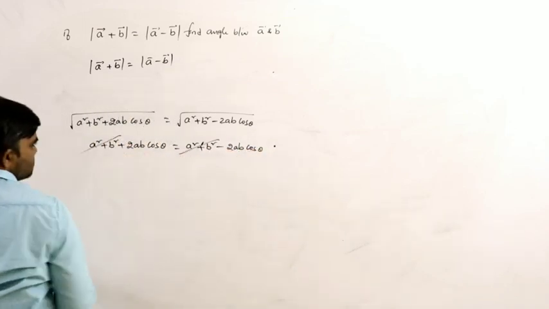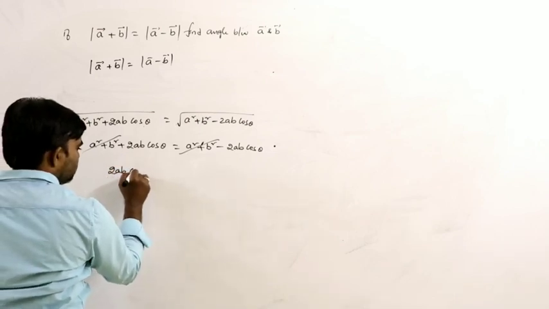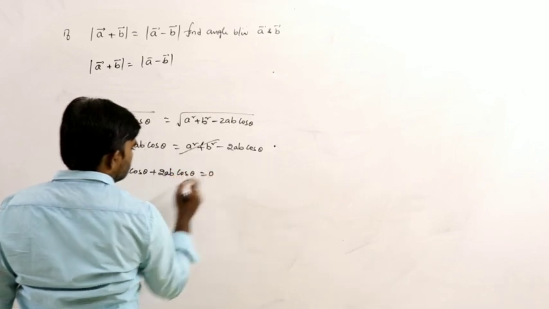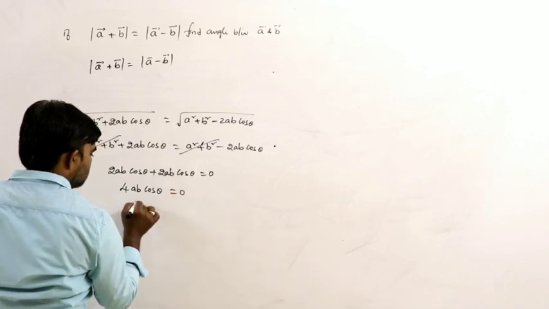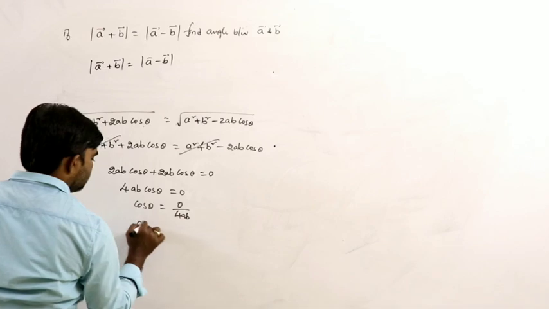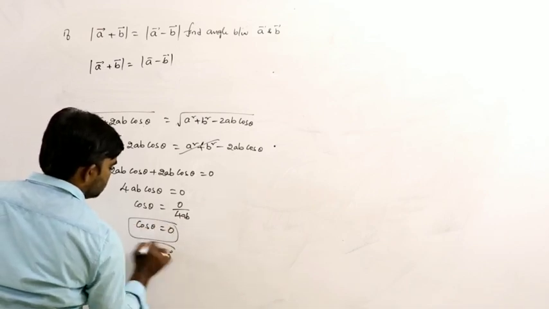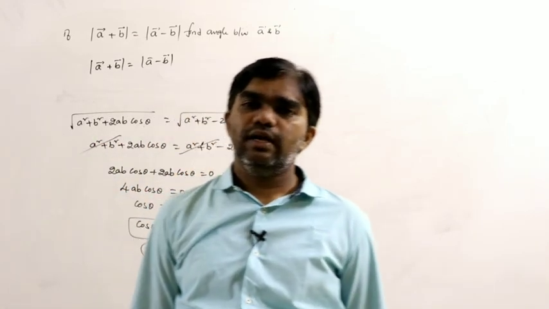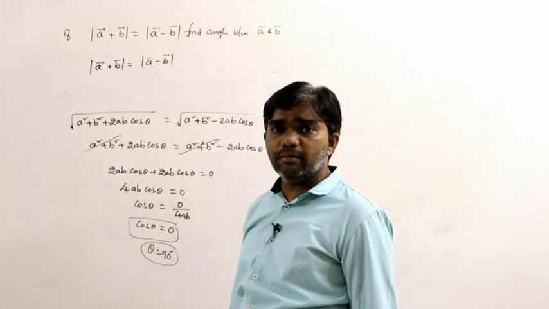A square plus B square cancels on both sides, and minus 2AB comes to this side: 2AB cos theta plus 2AB cos theta is equal to 0. So that means 4AB cos theta is equal to 0, so cos theta is equal to 0 by 4AB. 0 by something is 0, so cos theta equals 0, then theta is equal to 90 degrees. So the angle between A bar and B bar is 90.